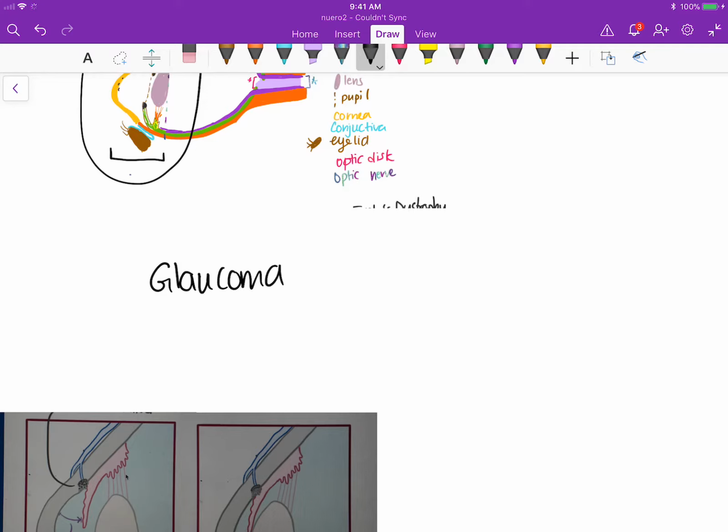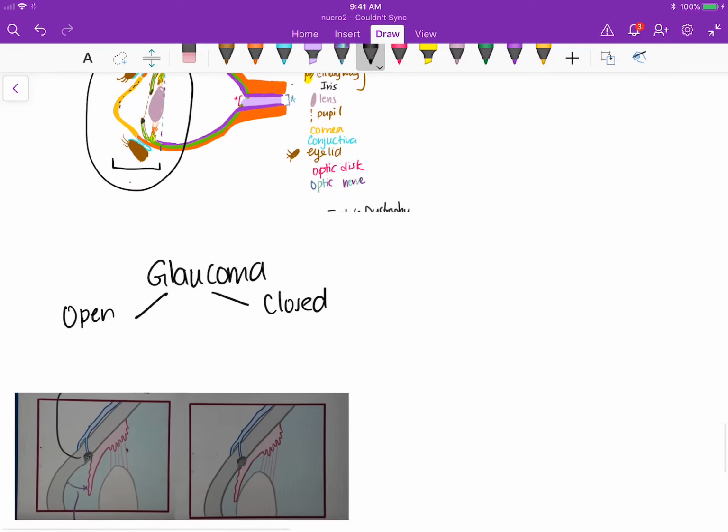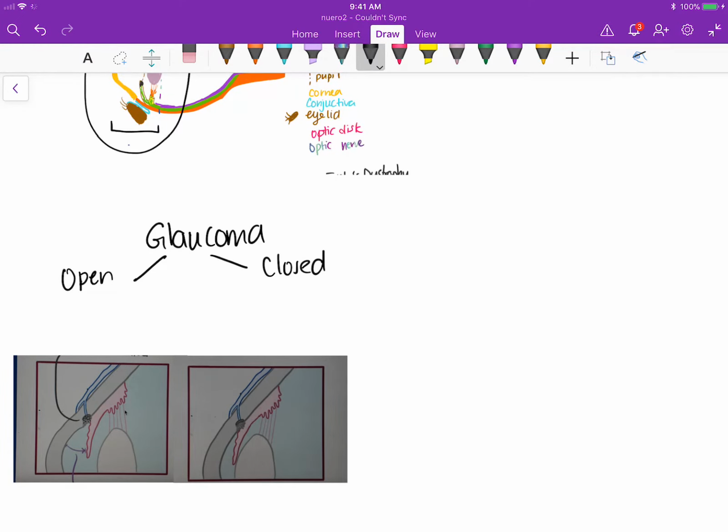Glaucoma, and there are two types of them actually. There is open and closed. So open-angle, as you know, is when the aqueous humor goes from the ciliary body and comes out and drains in the trabecular meshwork. So this is the aqueous humor pathway.